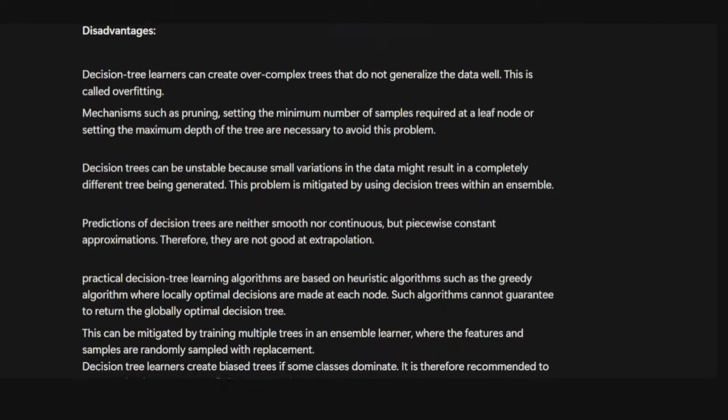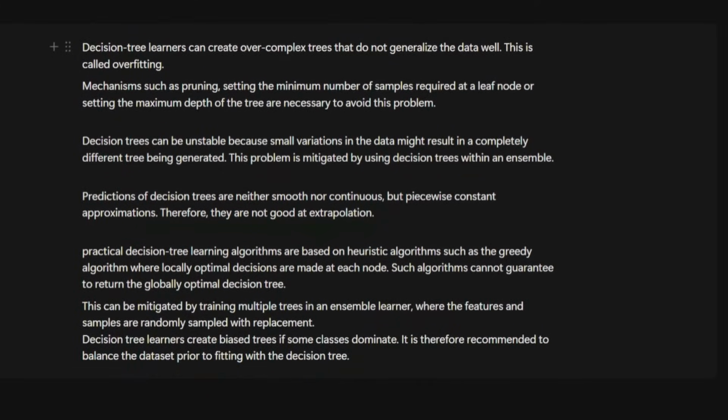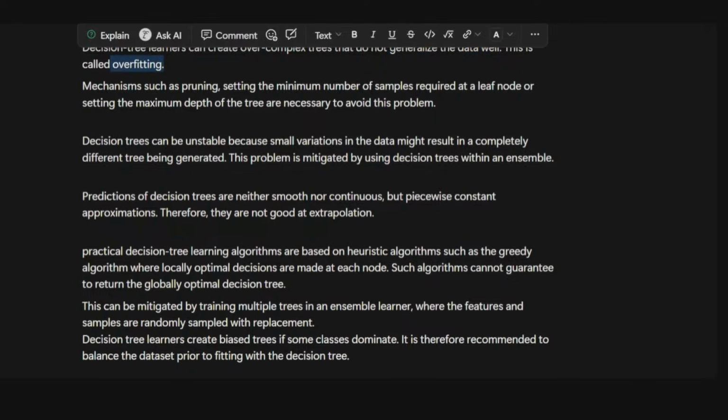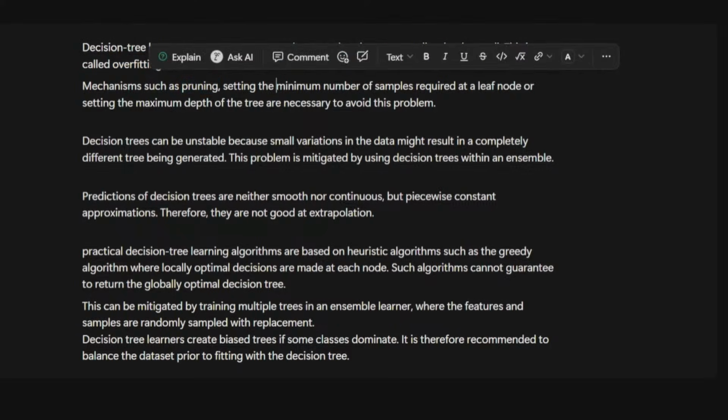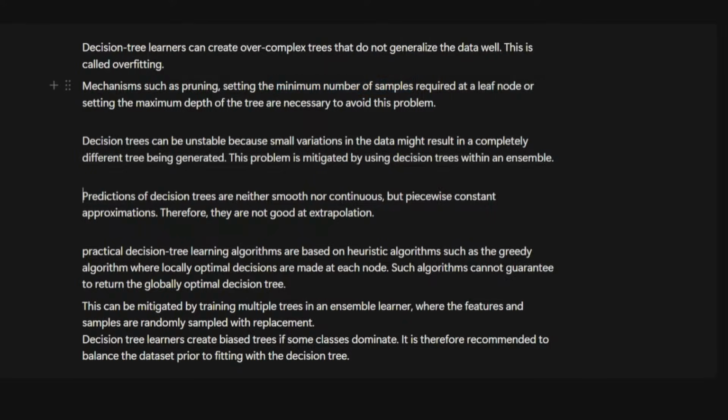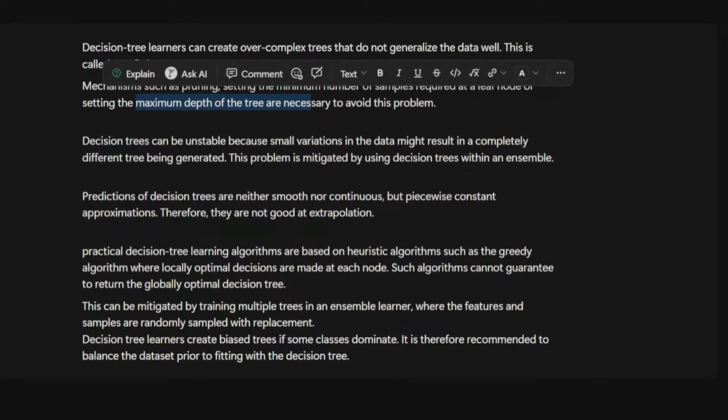Now, over here, first you need to mention that decision tree learners can create overly complex trees which do not generalize at all, and it can cause overfitting. That is one point. How do we curb this? You use pruning, where you set a minimum number of samples and a maximum depth of the tree.